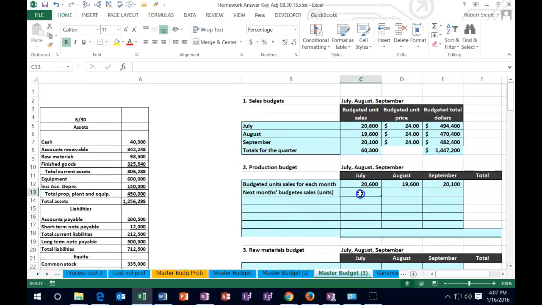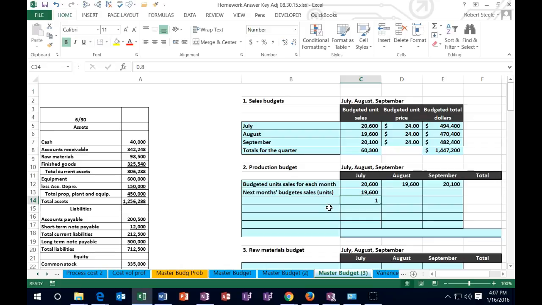And so that's a pretty large variable. So we're going to say then that next month, we can think that we're going to start with next month's budgeted sales. So for July, we're thinking about August's sales in the next month. So that would be the 19,600. So we're thinking about the 19,600, and then we're going to take 80% of that to be our cushion. So it's going to be 0.8.